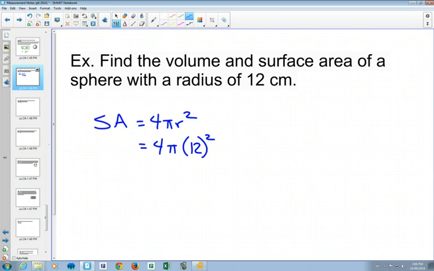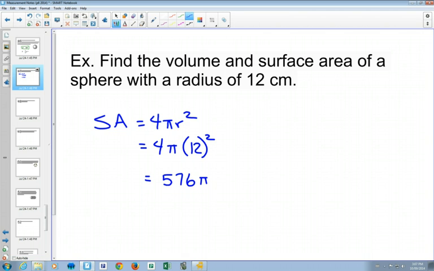And what I'm going to do with this answer, before we type the whole thing into the calculator, is just do the 12 squared, which is 144, and then times it by 4, and get 576. And that still needs to be multiplied by pi, right? If I do the 12 squared as 144 and times it by the 4, that still needs to be multiplied by pi.